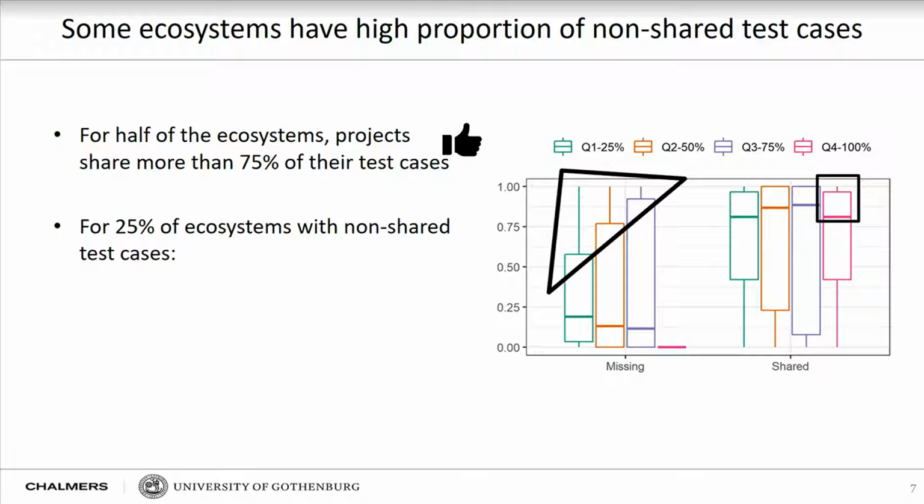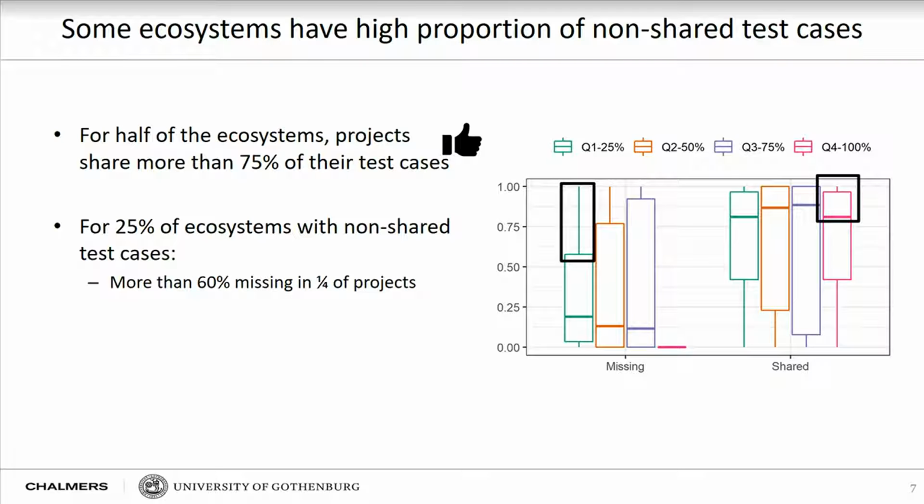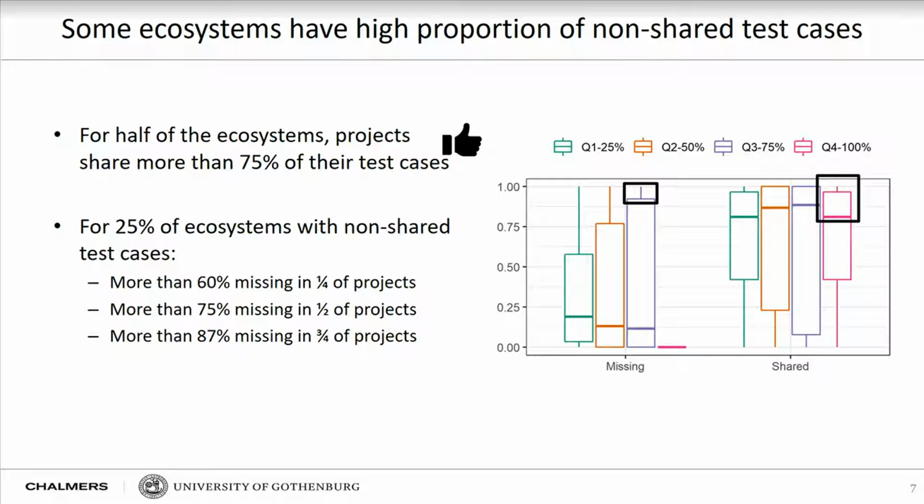Then we also looked at those projects that had missing test cases. We found that for 25% of the ecosystems, more than 60% of the missing test cases were missing in 1 out of 4 projects. More than 75% were missing in half of the projects, and more than 87% were missing in 3 out of 4 projects. So this shows some potential.